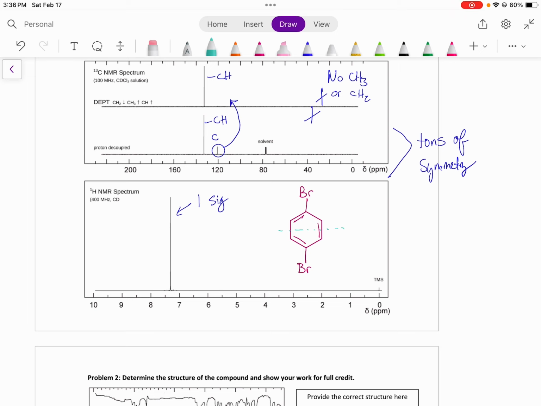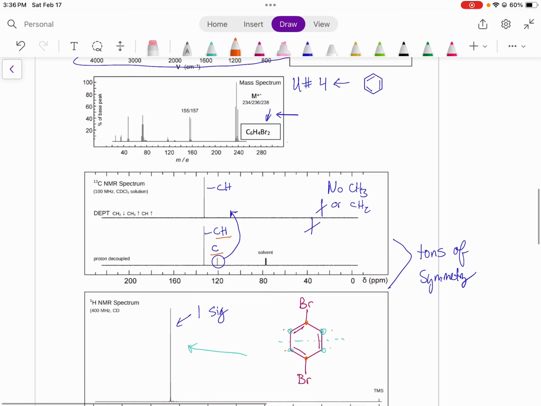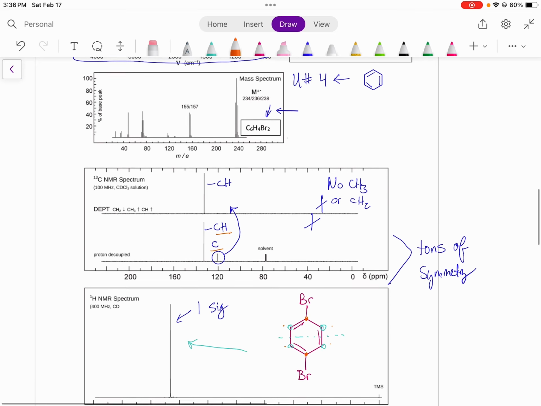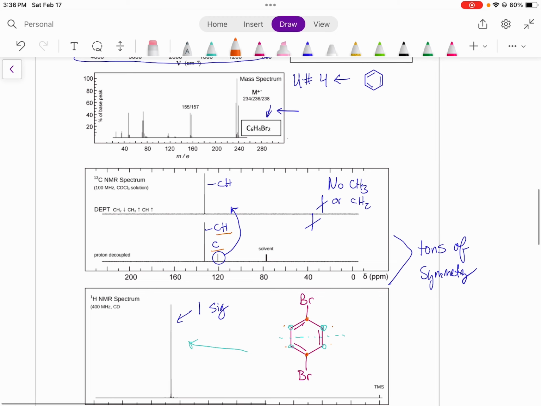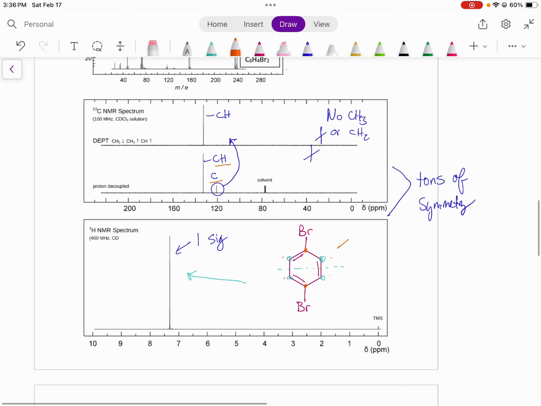So look at all that symmetry. We really just have one type of hydrogen just repeated 4 times, which goes along with this. And we have one type of CH and one type of C. This is one type of C, one type of CH. So that goes along with that. It goes along with the right molecular formula. And yeah, so I think that this is our structure right here.